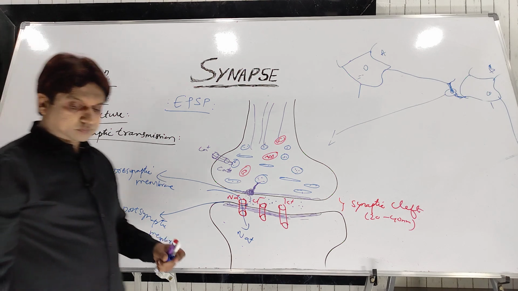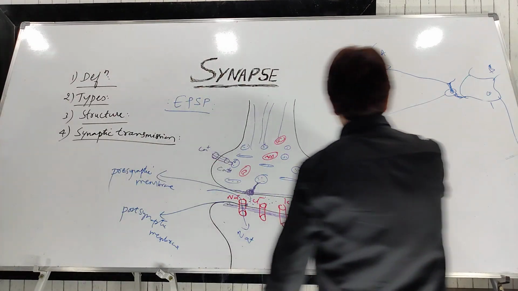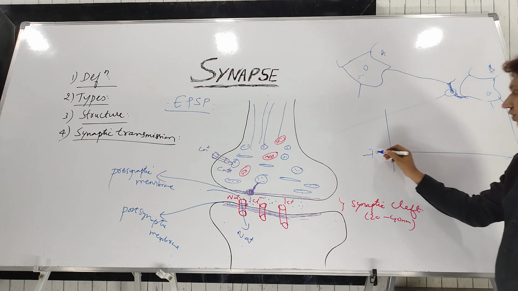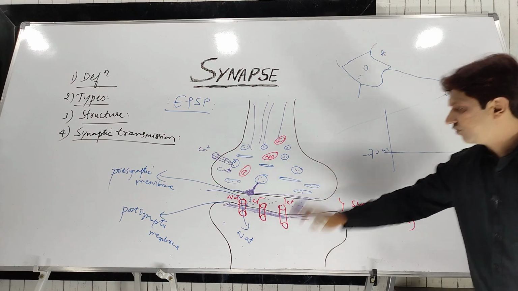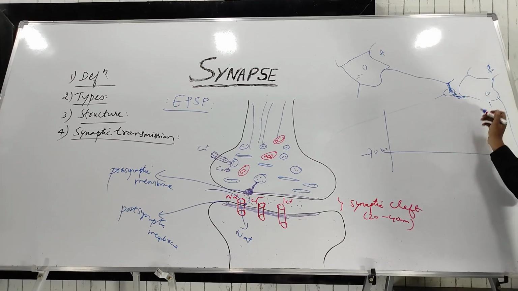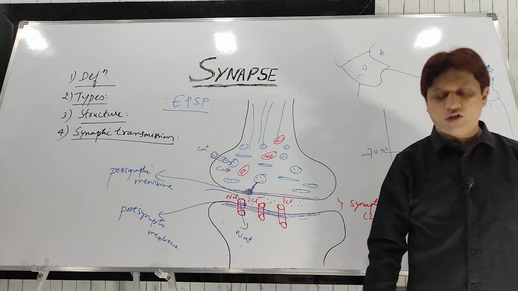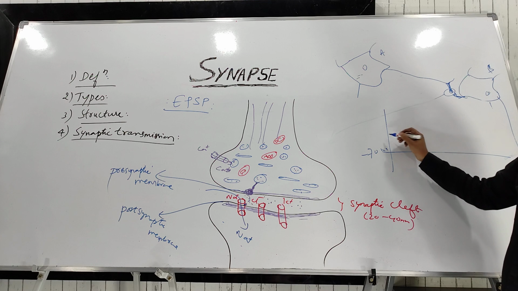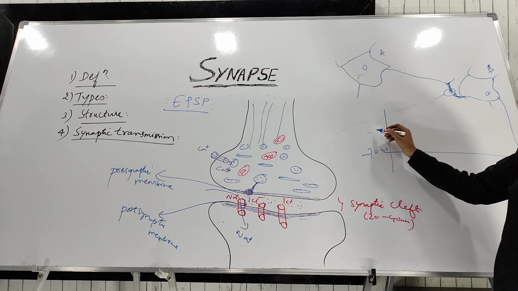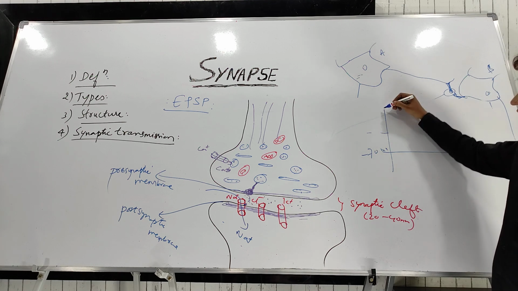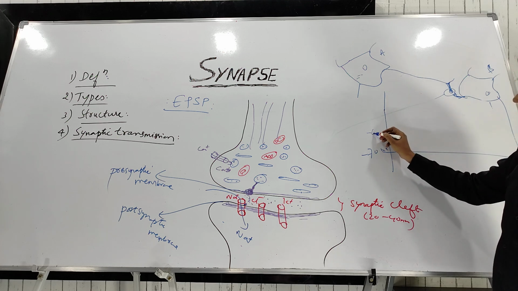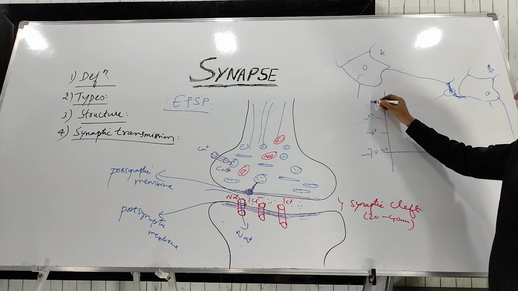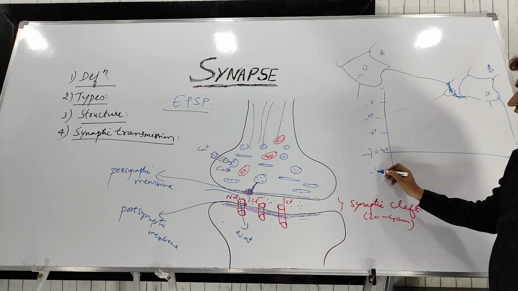For example, if the resting membrane potential of this postsynaptic neuron, the second neuron, is minus 70 millivolt, then it will become minus 60, minus 50 and all, then minus 40, 0, here it is minus 80 millivolt.